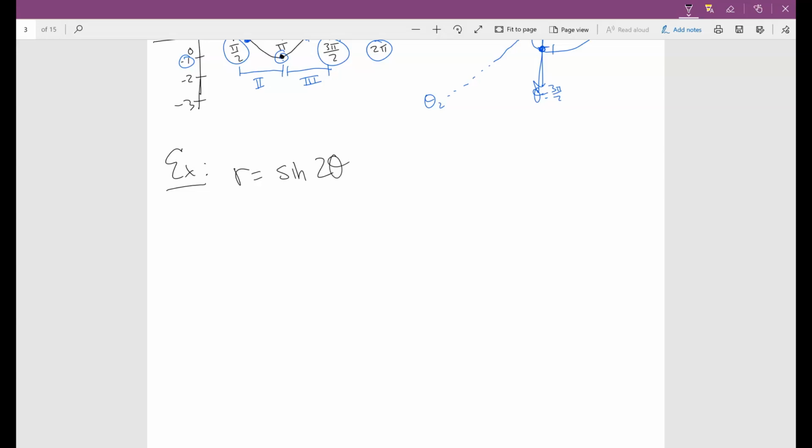Okay, so notice that there's a period change here. So we're going to have to say that theta is going to be between 0 to 2 pi. So that means that if I plug in the 2 theta in there, then that's going to change everything up. So now theta actually is a little quicker. It goes from 0 to pi.